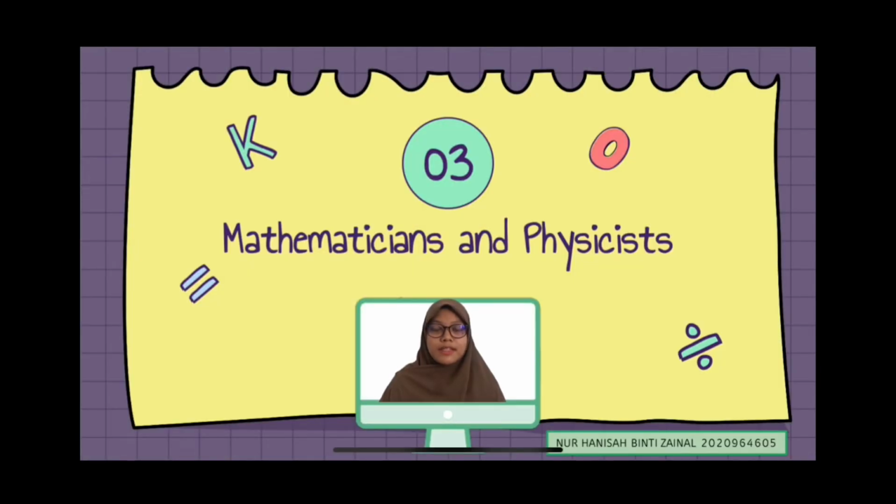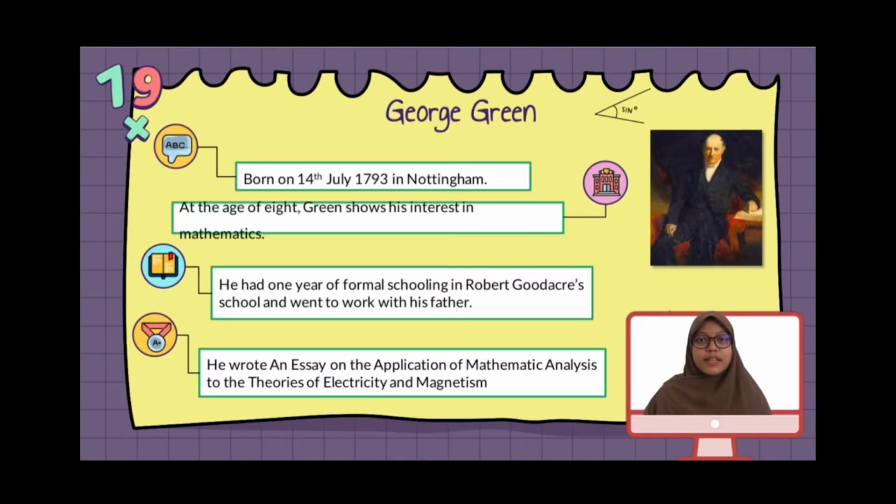There are five mathematicians and physicists who contributed to the discovery of Green's theorem and Stokes' theorem. Firstly is George Green. He is a son of a Nottingham baker, who was born on 14 July 1793. He is an English mathematician and physicist. He showed his interest in mathematics at the early age of 8. Green's life is worthy of attention because he was almost entirely self-taught, since he only had one year of formal schooling. Then he went to work with his father.